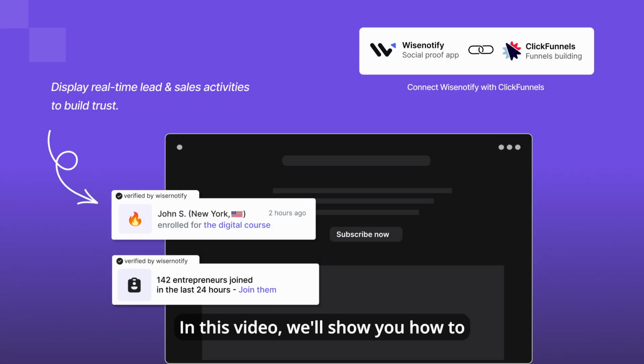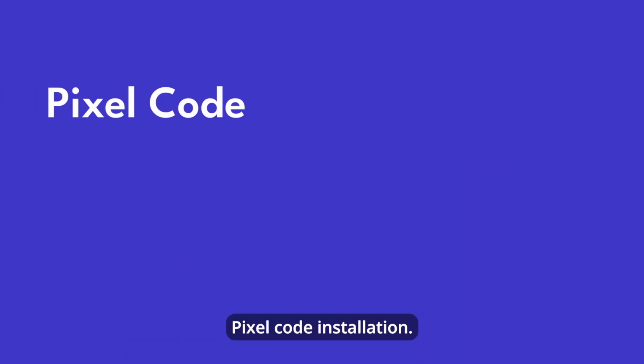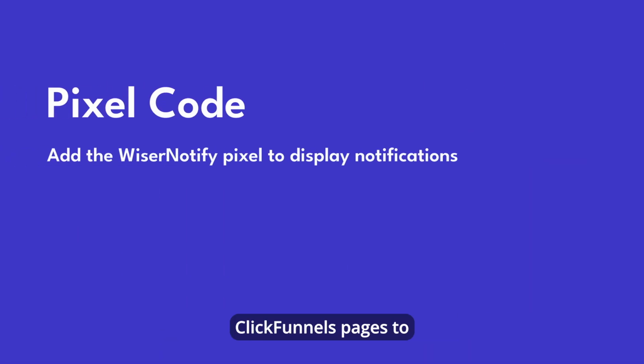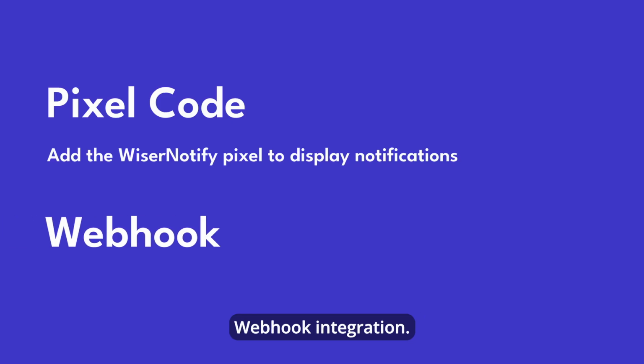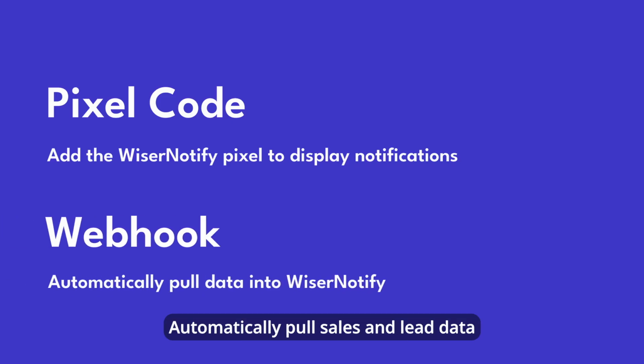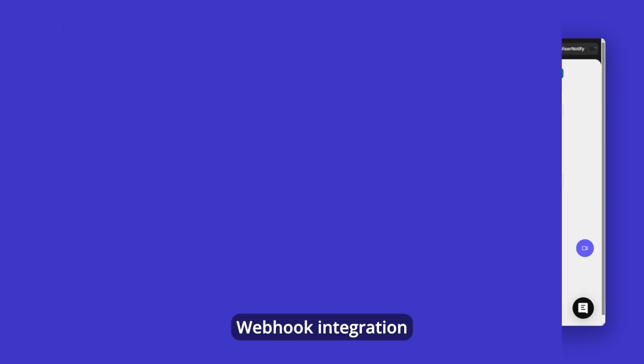In this video, we'll show you how to integrate Wisernotify with ClickFunnels to display real-time sales and lead activity notifications on your funnels. There are two key steps for this integration. Pixel code installation: add the Wisernotify pixel to your ClickFunnels pages to display notifications. Webhook integration: automatically pulls sales and lead data from ClickFunnels into Wisernotify. Let's get started. Webhook integration.